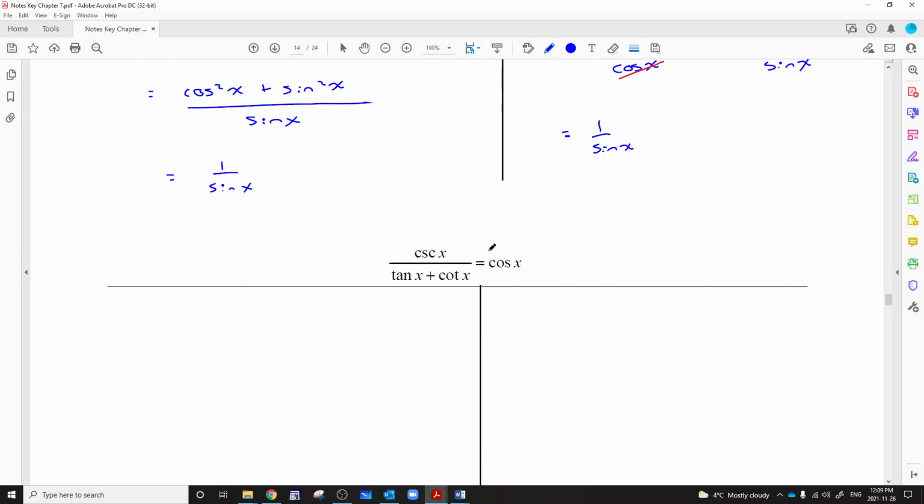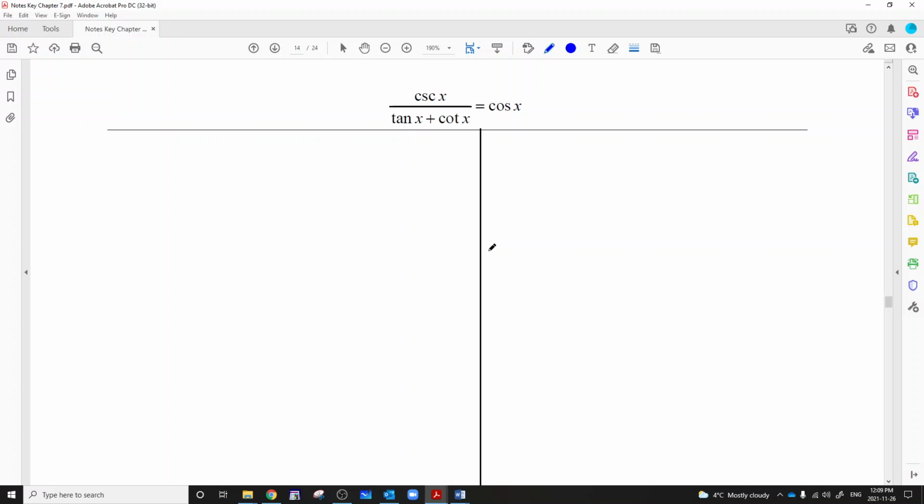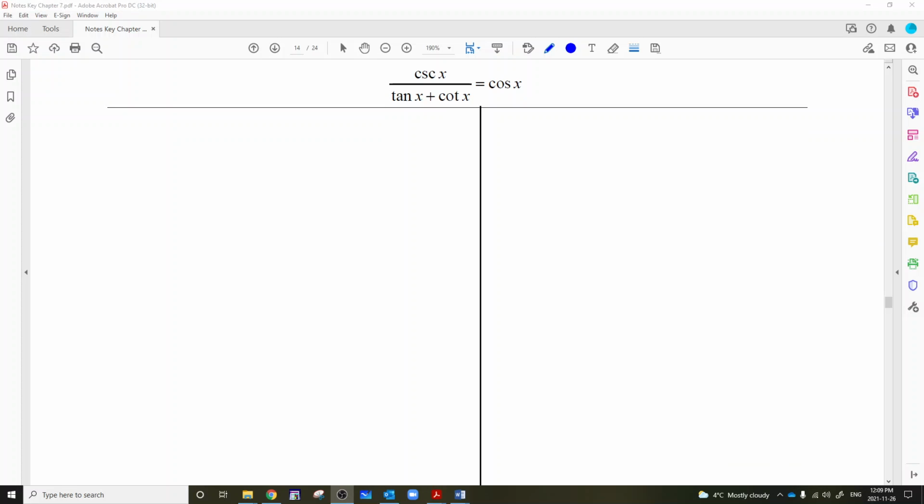So here's another one to try. Pause your video and give this one a go. So hopefully you did, okay? And so the right-hand side is as simple as it can get.